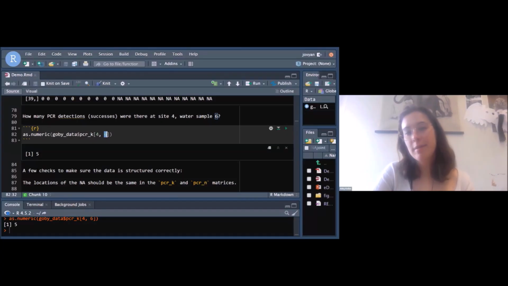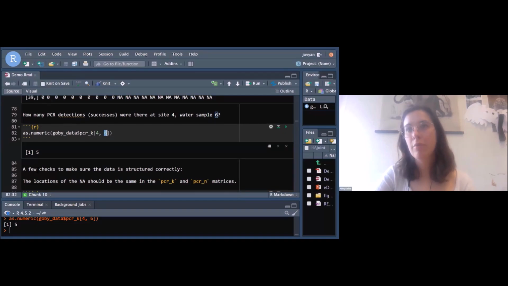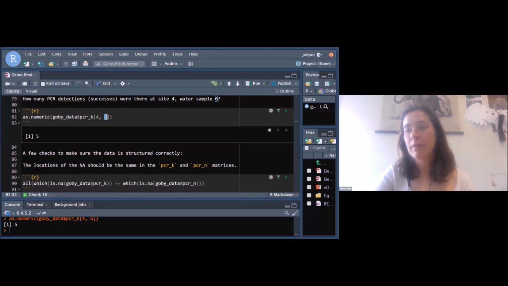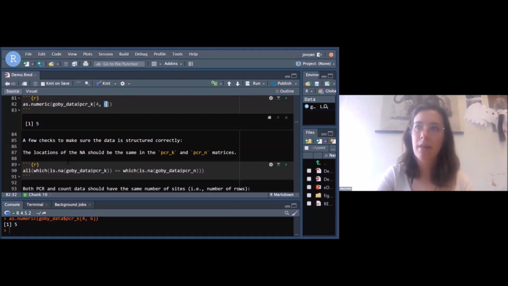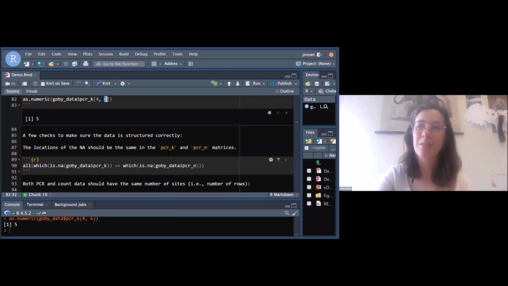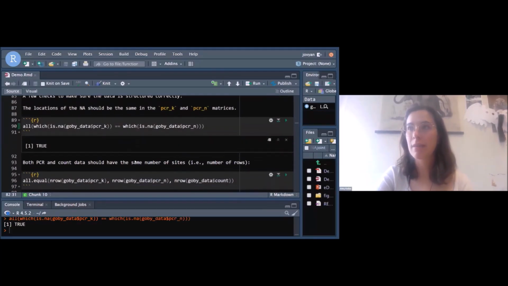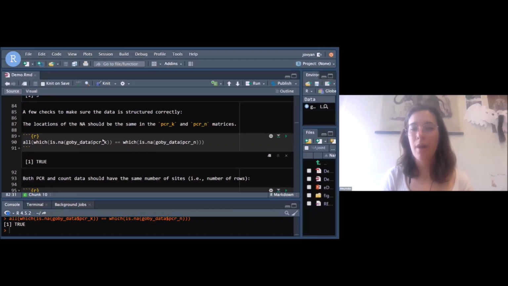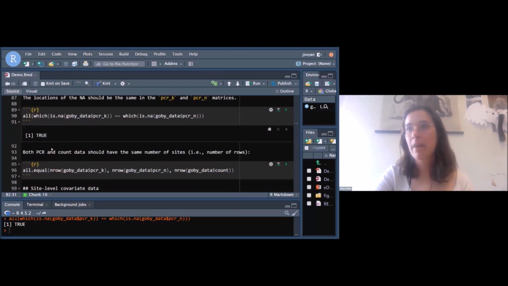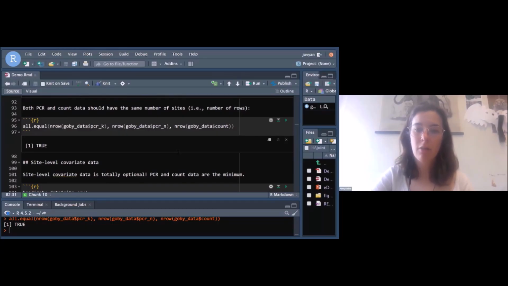So there are a few checks you can do to make sure that your data is structured correctly before you use it. The locations of the NAs in these matrices should match each other for the eDNA data. This is saying that if you have attempts in site 4, water sample 10, that matches the fact that you have detections or non-detections in the same location in your success matrix. And then all of your matrices show the same number of rows. This is the same number of sites for all of your matrices.